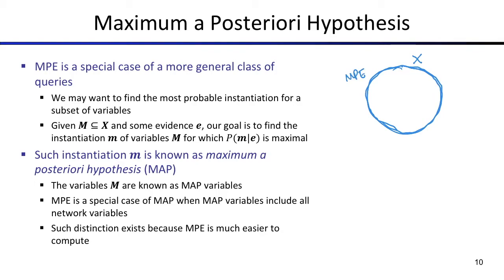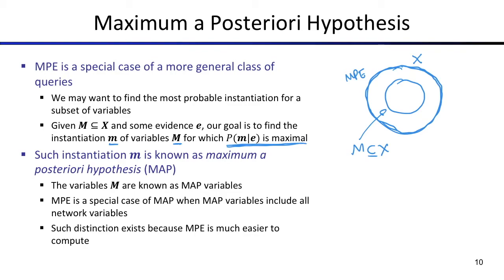But for MAP, we allow a smaller set of variables. It's going to be a subset that we call the MAP variables, or M. So this M is a subset of X, right? The whole process is the same. We set an evidence E, and we are interested in the instantiation, which we call little m, for the variables in M, for which the probability of M given E is maximum. So it's very similar to MPE, but with a subset of variables.